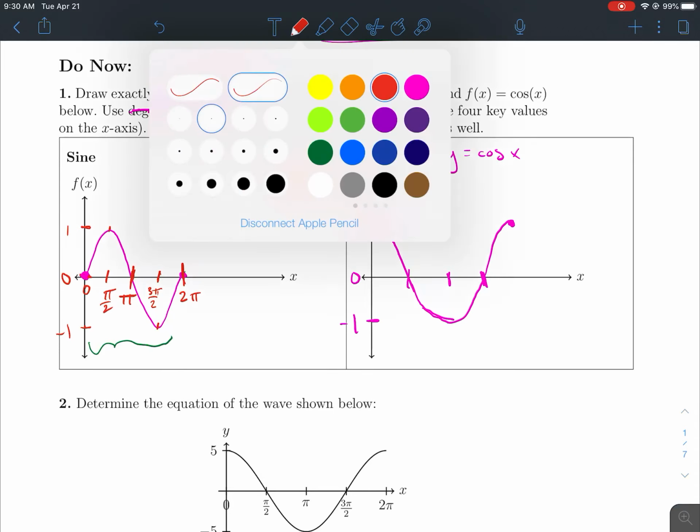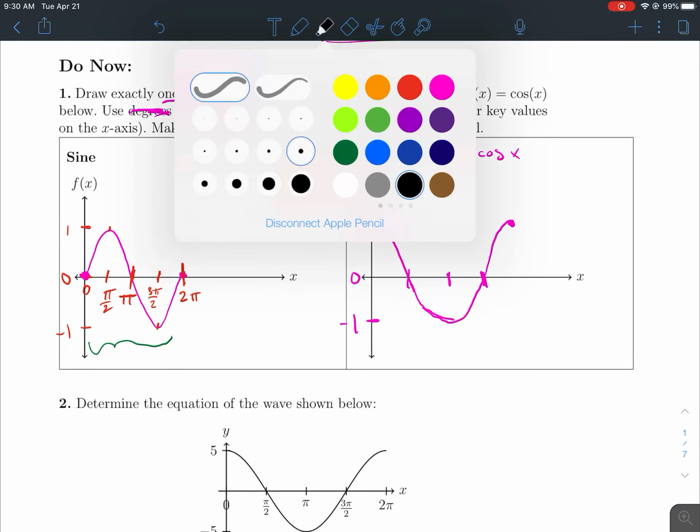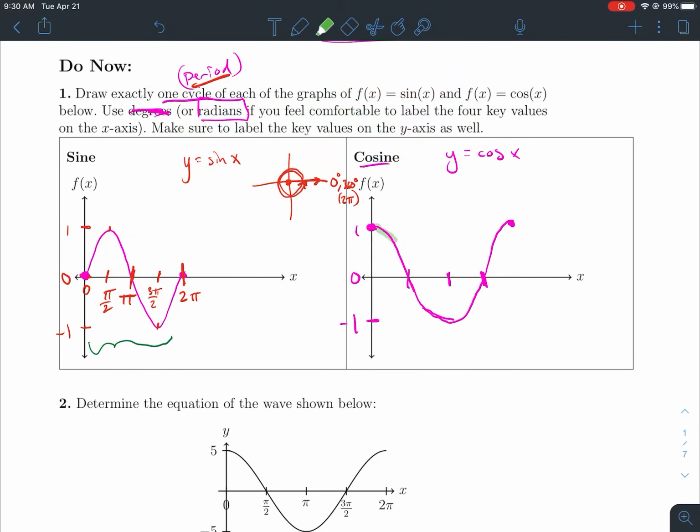Hitting the key values on our grid, I'm just going to show you with a highlighter here: a lot of students in previous years have made the mistake of only graphing cosine up till here. That's not a full cycle. You've got to include this top part as well, because a full cycle for cosine should bring it back to where you started, which is at its maximum value. So make sure you have that.